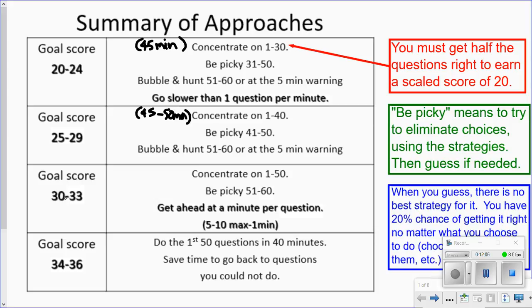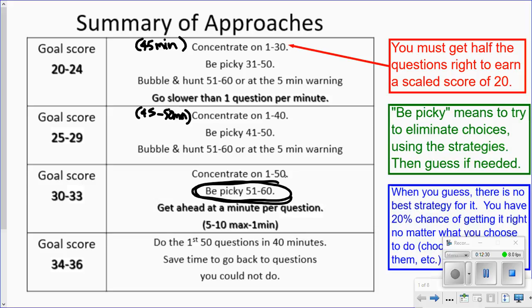Then as you go up to 30 to 33, you're concentrating on the first 50 questions. You're not really guessing on any of these unless you get to the point where you're being picky and you just have to guess. But you're not just blindly guessing. If you're getting a 30 to 33 on the math, you have to work out every single problem. And you have to be ahead of a minute per question because you need more time on these problems.